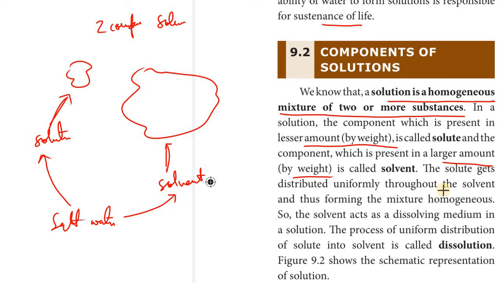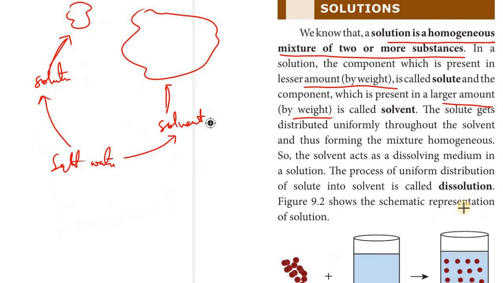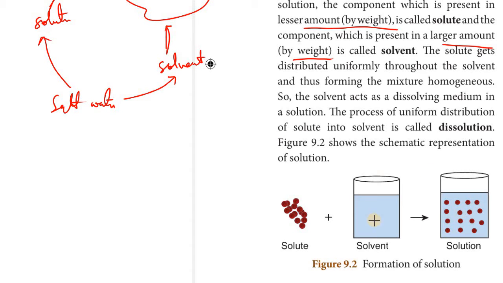Okay, so as I was saying, the solute gets distributed uniformly throughout the solvent and thus forms a homogeneous mixture. Now see, for example, over here, this is what you can understand very nicely from this figure. You see, the solute gets evenly distributed, right? So the solvent acts as a dissolving medium, and this process of uniform distribution of solute into solvent is known as dissolution.